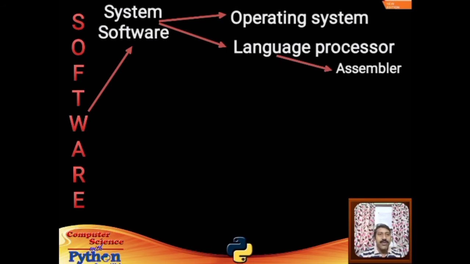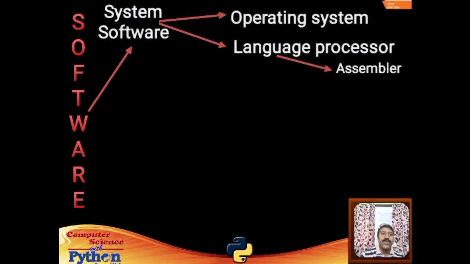Before that, I want to tell you one thing. For the language processor, I mentioned two terms: one is source code and one is object code. Let us discuss them first. When we write a program in a high level language, it is known as source code. And when the computer understands the language, that language is known as machine level language, or we can say it is the object code.